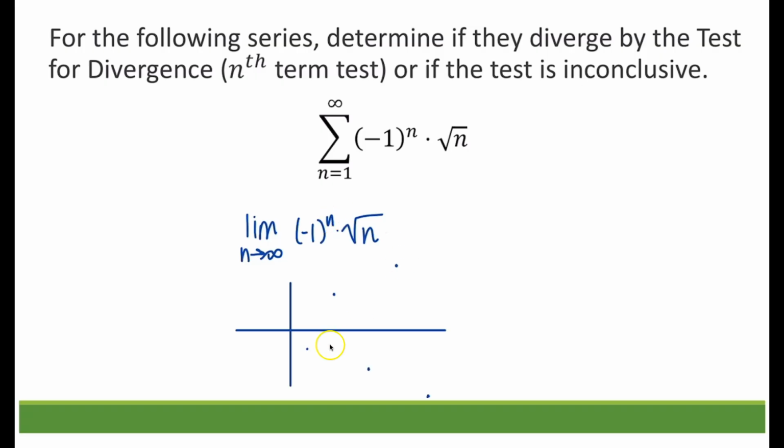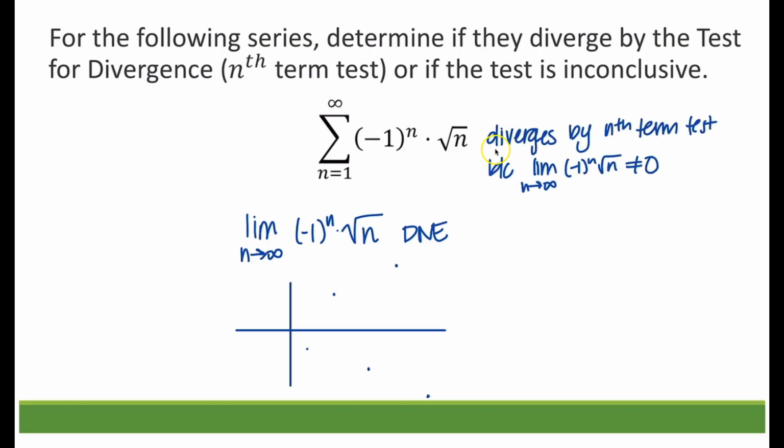And so my outputs are getting further and further away from 0, right? They're bouncing back and forth. They're not getting close to any particular number. So this limit does not exist. So we can say our series diverges by the nth term test because the limit is not 0.